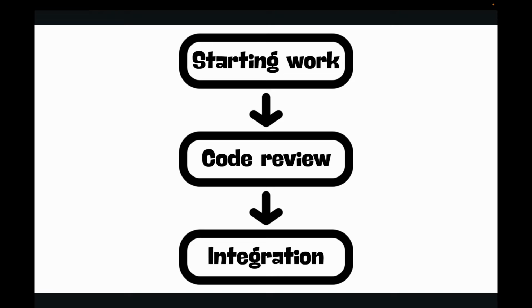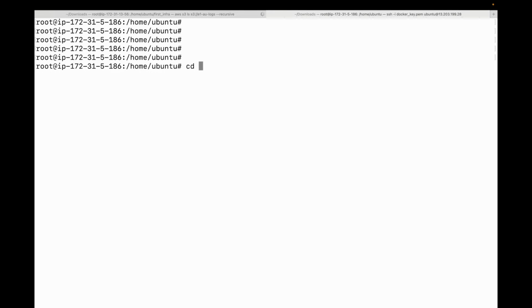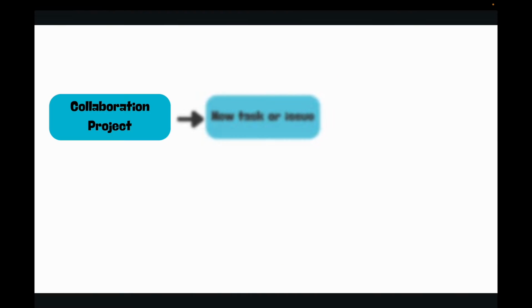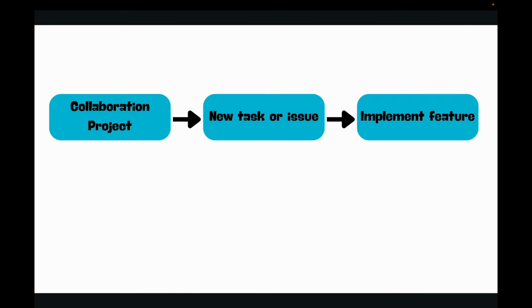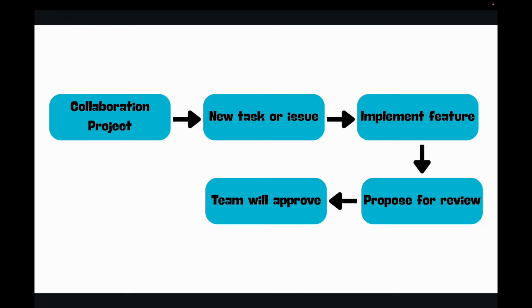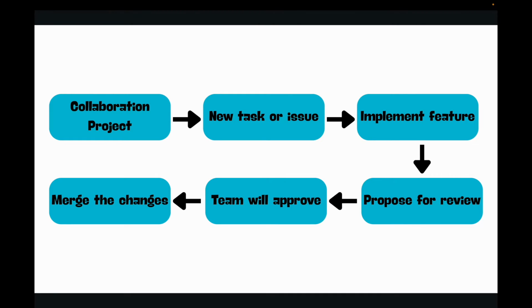For this walkthrough, let's imagine a common scenario. So we have a team working on our collaboration project. Now a new task, likely an issue which we have just learnt about, has been assigned to a developer. So let's say add a user profile section. The developer will implement this feature, propose it for review, and the team will approve the changes and then merge it into the main branch. This process involves several key steps, cycling between the developer's local machine and GitHub, the central hub for collaboration.